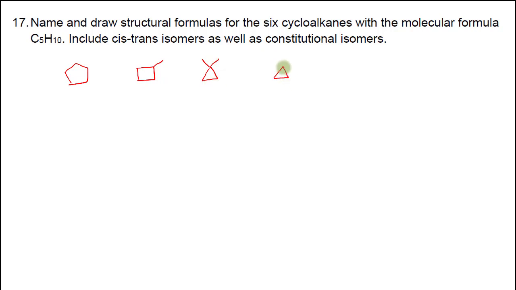But if I do a 3-membered ring with 1 methyl group here and 1 here, this is the cis. And I can have it where this is the trans. And then the last isomer has a 3-membered ring with, instead of 2 methyl groups, I have 1 ethyl group.